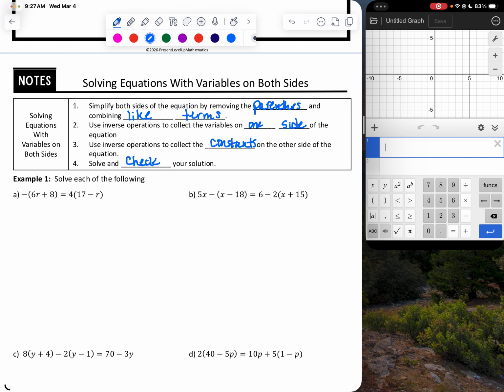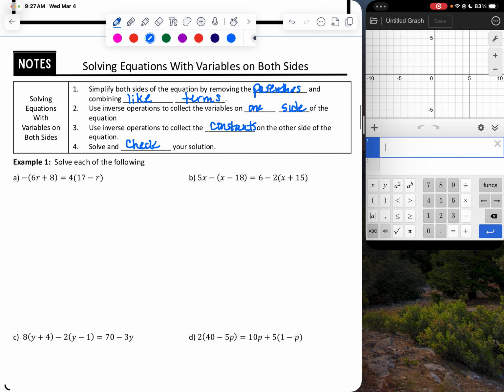So in example 1, it says solve each of the following. So in problem A, we have the opposite of the quantity of 6r plus 8 is equal to 4 times the quantity of 17 minus r. So in step 1, it said to remove all the parentheses and combine like terms. So let's do that real quick.